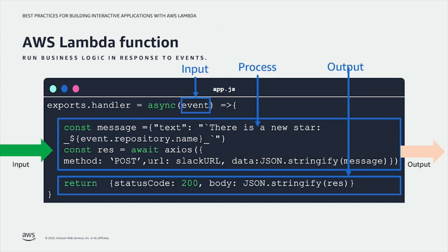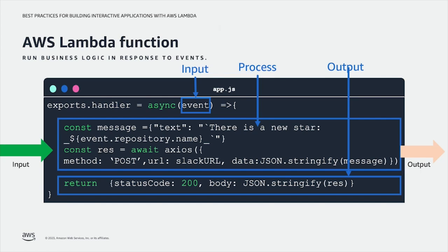And I'm pulling out of that input payload, that event object, useful information from GitHub. So I still have my input, my process, and my output. These things don't change when you're building with Lambda. Finally, I return the response. So I return a 200 status code and the result of my response to GitHub.